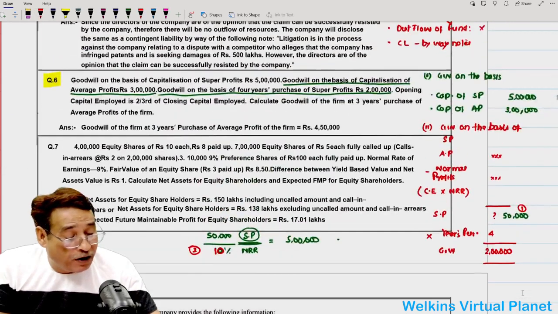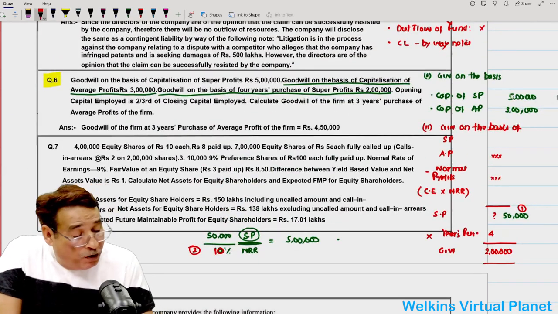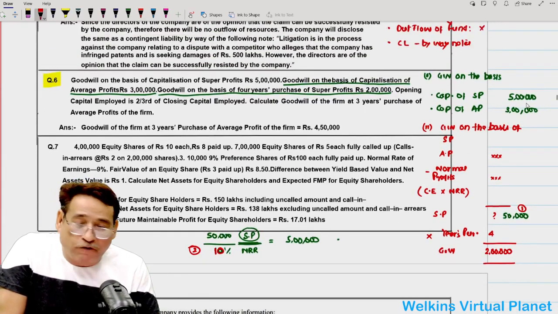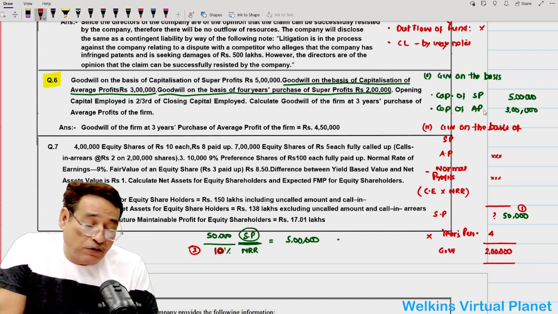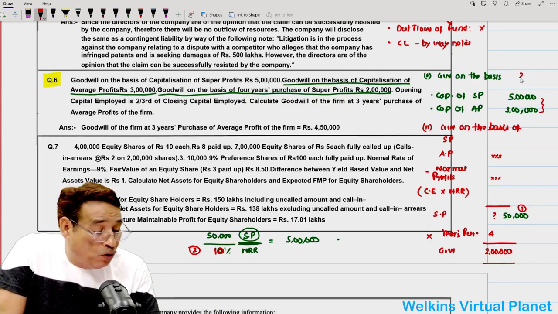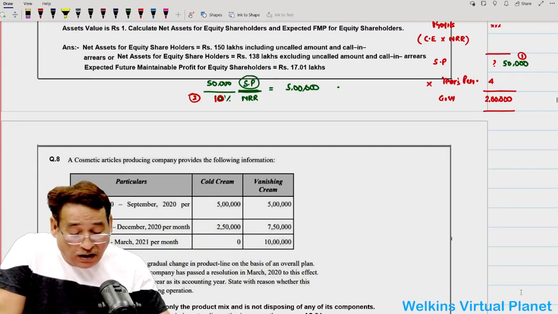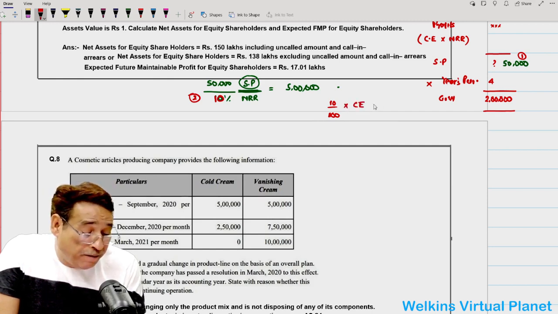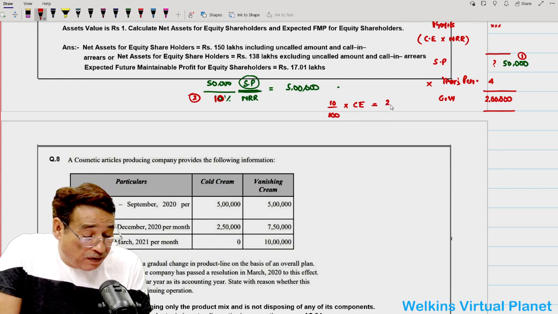Next thing which you should be aware of, this is the third important point. We have been given goodwill on the basis of capitalization of super profit as 5 lakh and goodwill on the basis of capitalization of average profit as 3 lakh. If I will take the difference of both these two items, then one another thing I can get, see here, if I will apply 10% to the capital employed, it must be equal to this difference.